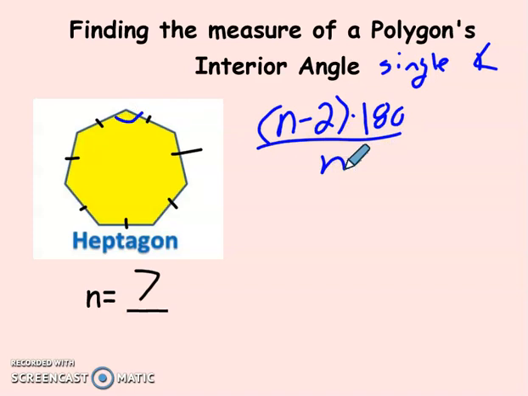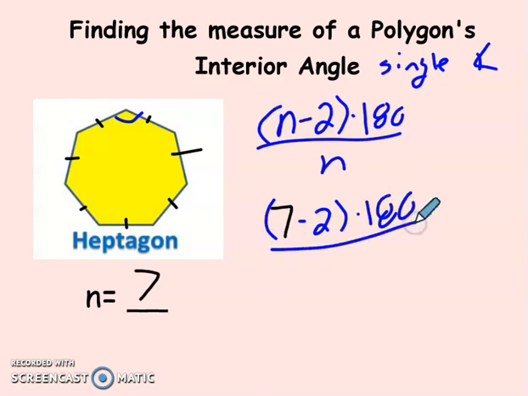So we can fill in what we know. It's going to be 7 minus 2 times 180, again, over 7, because that's the number of sides. Sorry, my colors aren't really working right now. There we go. So now we can simplify. 7 minus 2 is 5. We have 5 times 180 divided by 7.